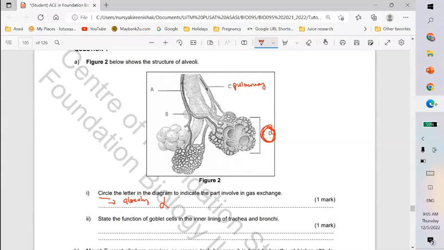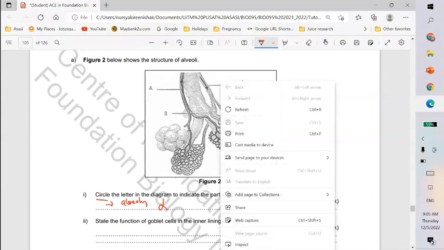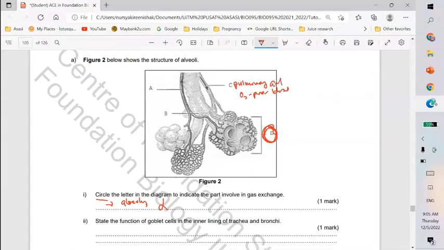What is C? Pulmonary. It goes towards the alveolus. So it means that it carries oxygen poor blood. Oxygen poor blood is coming from the heart. Okay, so from the heart, it must be through pulmonary what? Pulmonary artery. Okay, pulmonary artery. Pulmonary artery coming from the heart, it carries oxygen poor blood.